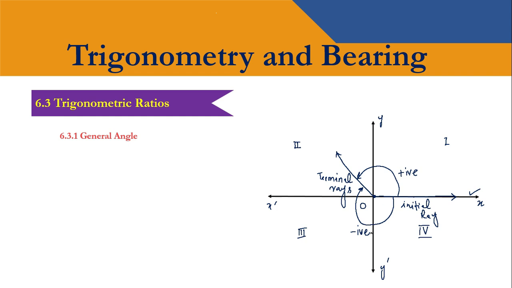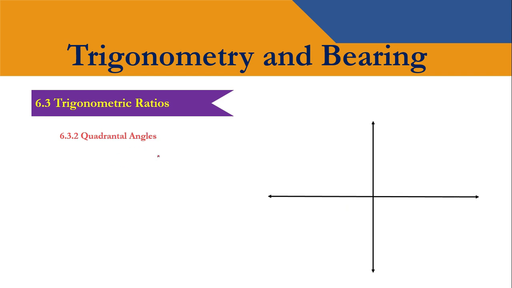Both of these angles are for the same terminal ray from the same initial ray, but in different directions, clockwise and anti-clockwise. So both of these angles are called coterminal angles of the terminal ray.